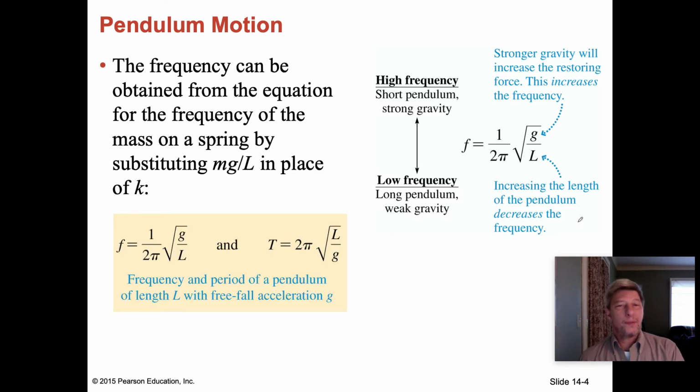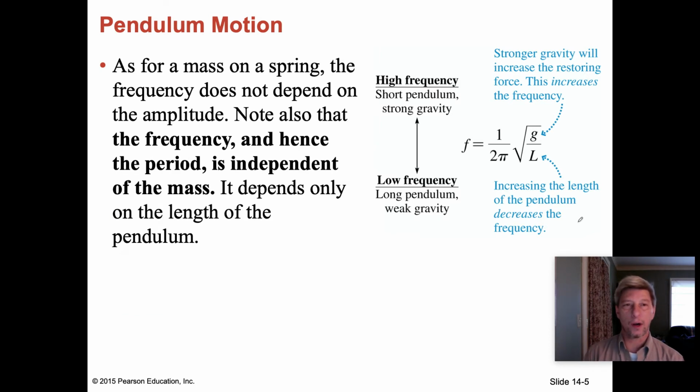The frequency can be obtained from the equation for frequency of a mass on a spring by substituting the quantity m times gravity divided by L for the value of k. And so frequency is given as 1 over 2 pi times the square root of the quantity g over L. And the period can be given as the inverse of that, or 2 pi times the square root of L over g. So that is the frequency and the period of a pendulum of length L with the free fall acceleration g, or 9.8 meters per second squared.